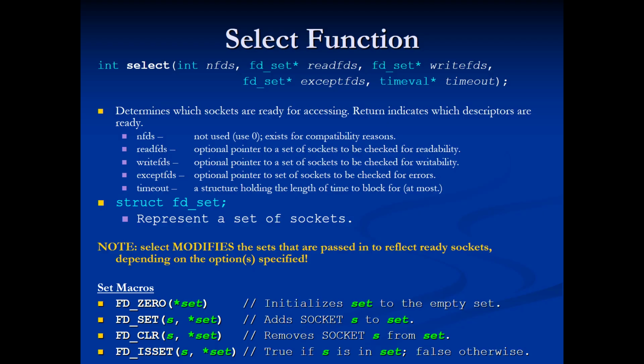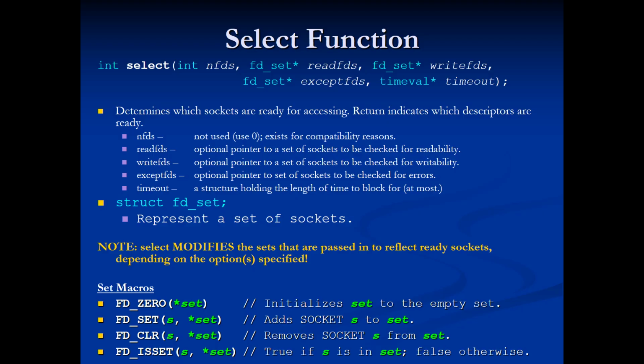And that is true if S is in the set and false otherwise. So you would use FD_ISSET to check. Once you have selected on a group of sockets, you can use FD_ISSET to check to see if that socket is in the set. And if it's true, what it basically means is that the data is ready to be processed.